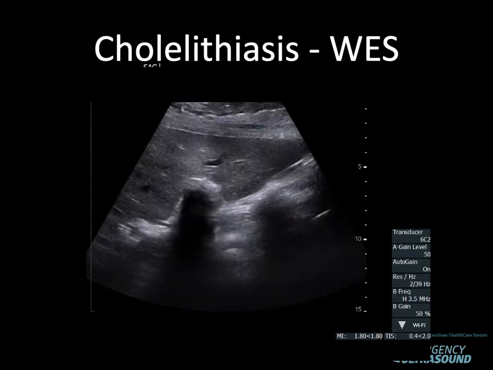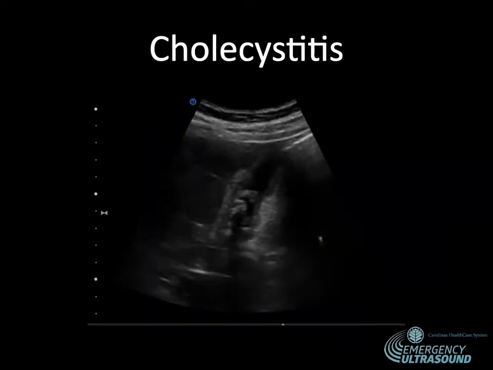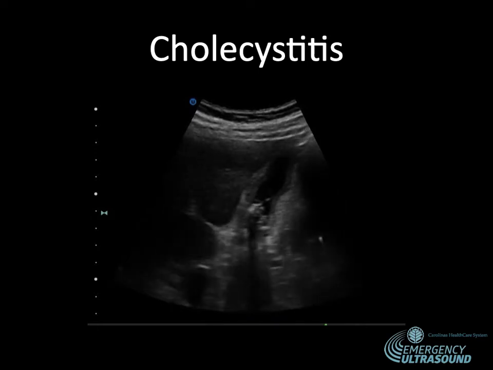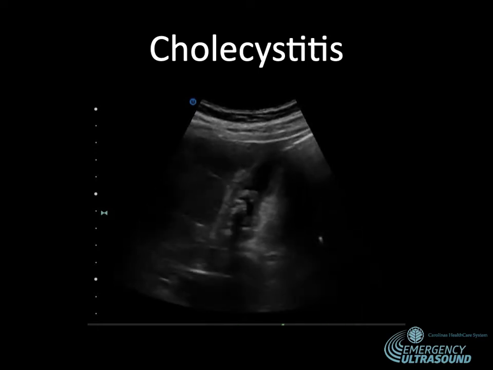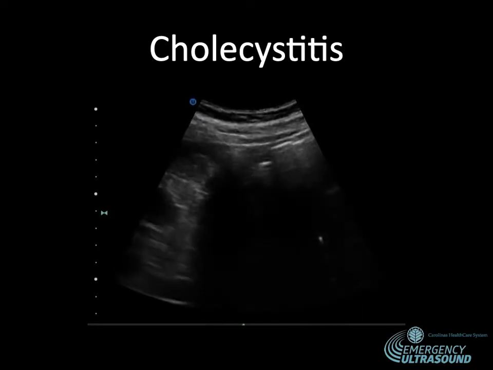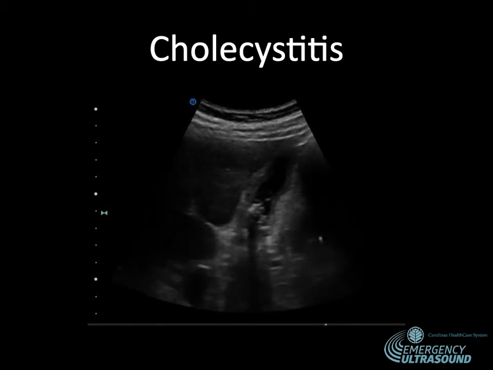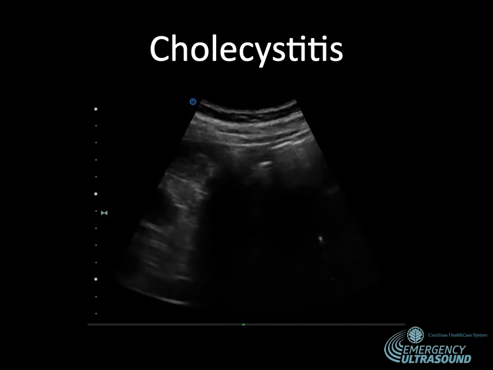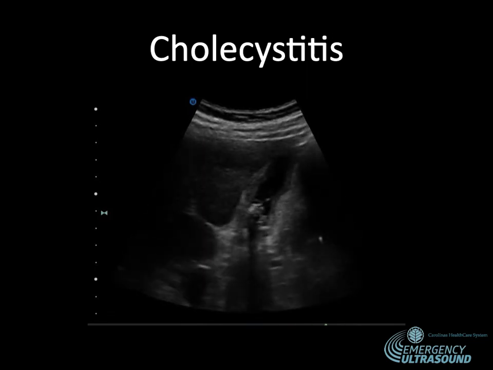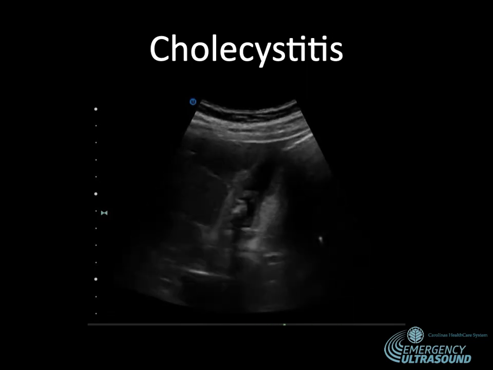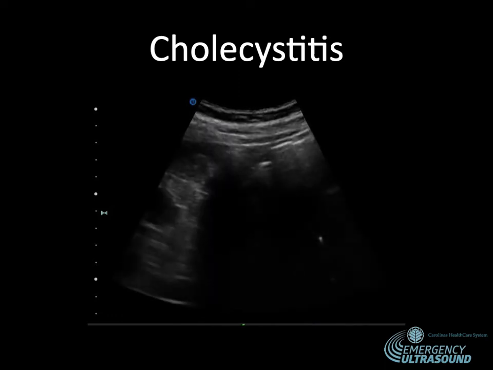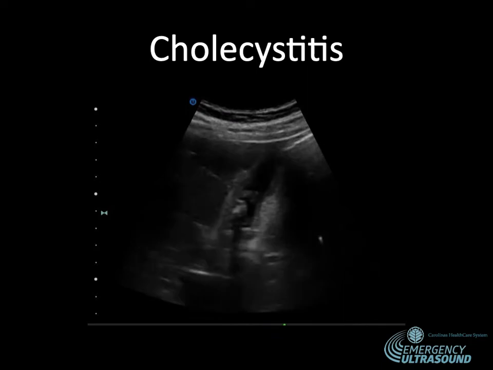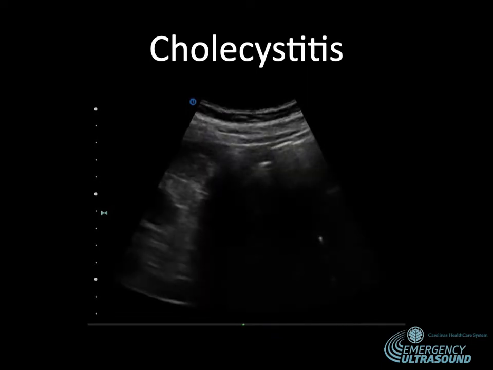Then we look for cholecystitis. This is inflammation of the gallbladder, and it's usually caused by biliary duct obstruction, which is a setup for infection. Your ultrasound findings may include gallbladder wall thickness greater than 3 millimeters, and stones. You don't necessarily have to have stones though. You might also see pericholecystic fluid. We know that fluid is black on the ultrasound, so you're looking for black fluid on the outside of the gallbladder.